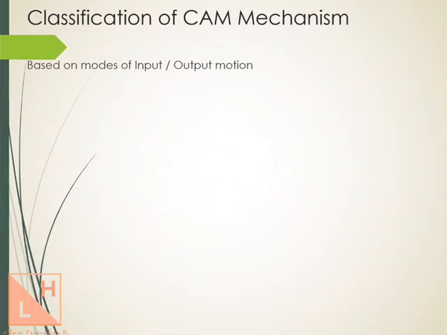Next we will look into the classification of cam mechanisms. Cam mechanisms can be classified based on the input and output motion. The major components are the cam itself and a follower which comes along with it. Based on the input given to the cam and the output motion obtained from the follower, we can classify the cam mechanism as we see here.